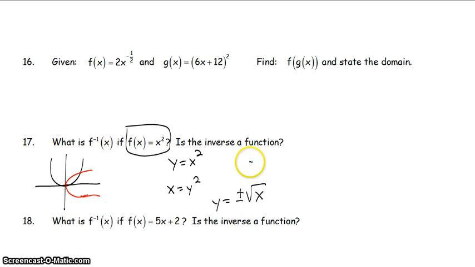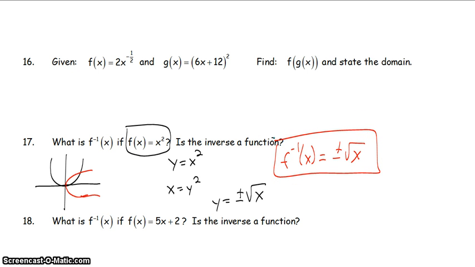And you can always use your graphing calculators to graph this just to look at it and get points if you need help. You're going to have the calculators on the test. So we have y equals plus or minus the square root of x, and we rewrite it as f inverse of x is equal to plus or minus square root of x. So that is the correct answer.